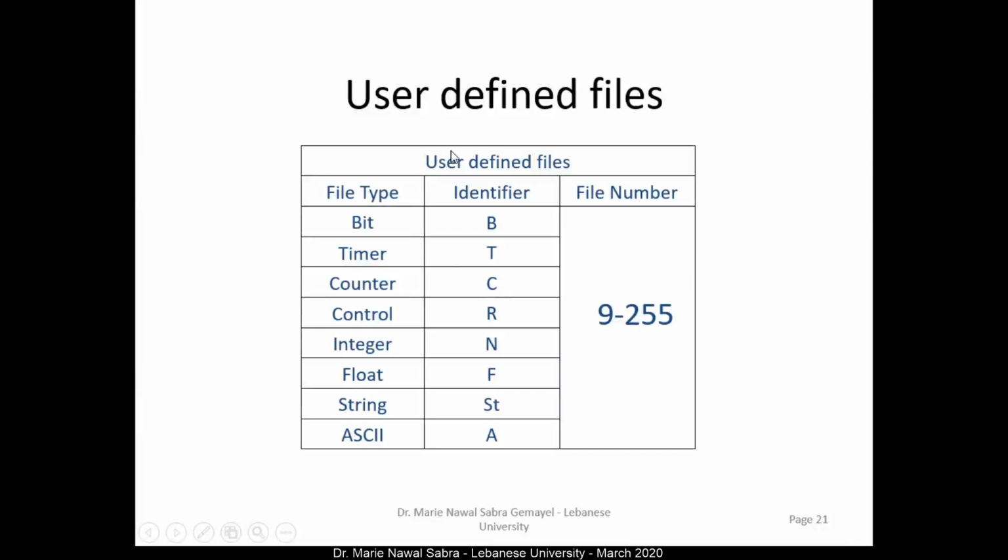The rest are user-defined files. This means if I ever have any type of information that needs more than one file, I can reserve another file and call it with the same identifier, let's say bits, and then choose a file for it. Bits usually we do not need more of because we have a very large amount and we address them one by one. But if you go to strings or floating numbers, we could need more and we could use an extra file for that.